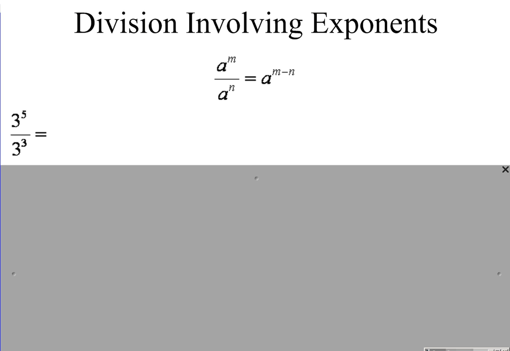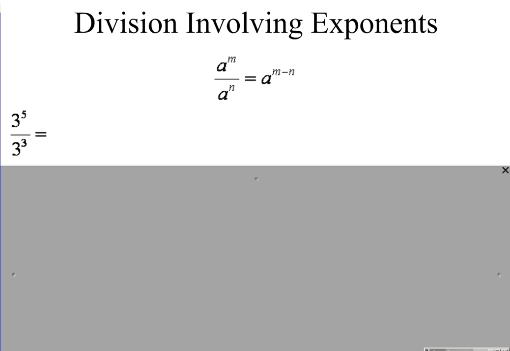a to the m power over a to the n. Now we subtract exponents, and this should make sense to you. Remember, multiplication and division are opposites. Addition and subtraction are opposites. So if we're multiplying like bases, we add the exponents. It should make sense that if we're doing the opposite and we're dividing the bases, we're going to do the opposite of adding them, which is to subtract the exponents.